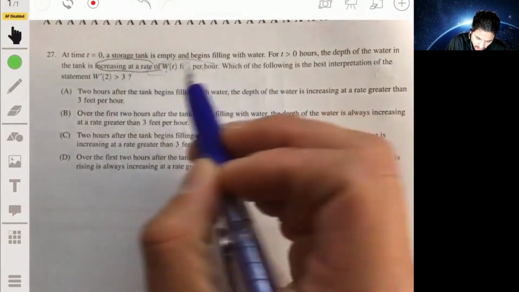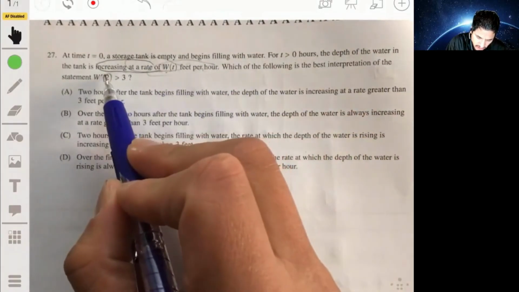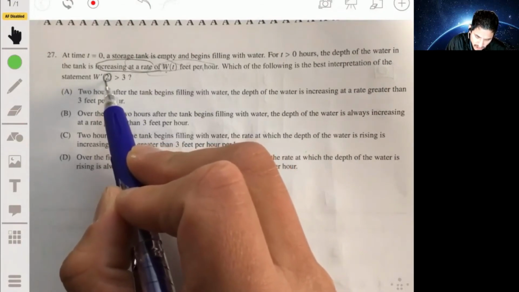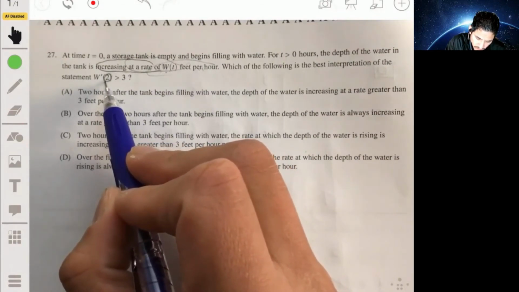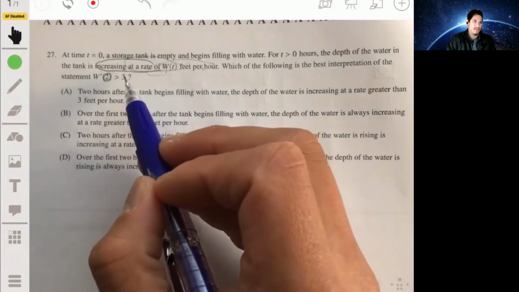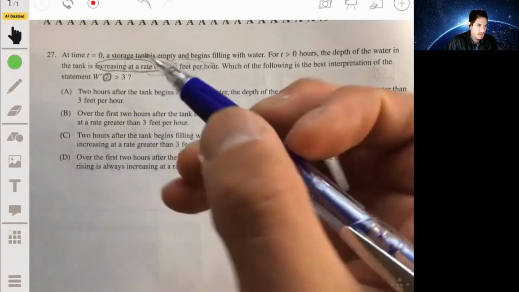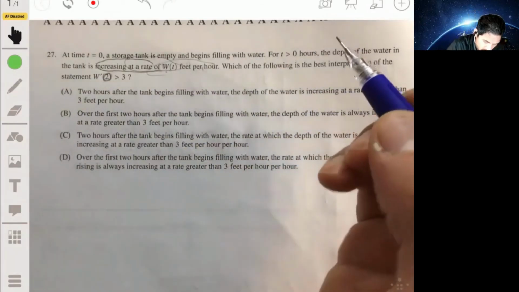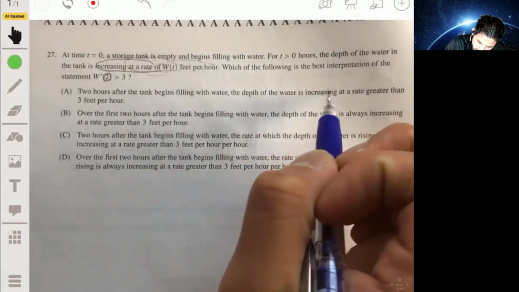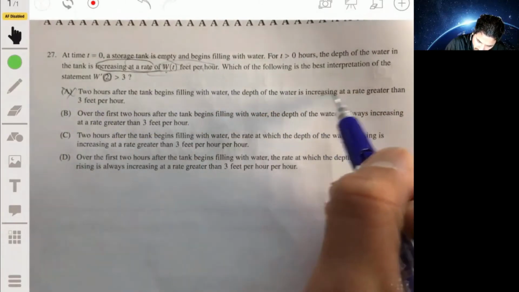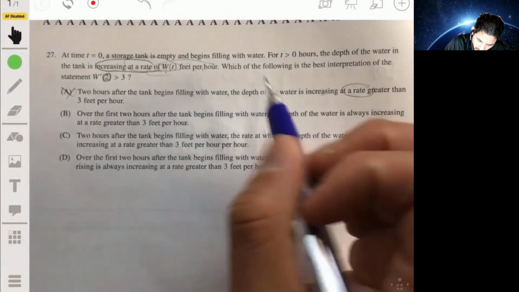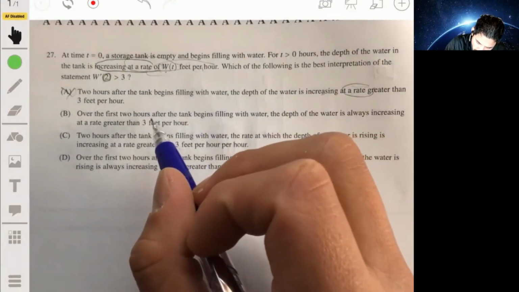Now that's the tough part. The 2 just means 2 hours later. 2 hours later, the rate of the rate is greater than 3. So for the first option, 2 hours after the launch, the depth of water is increasing. It's not going to be this one. It's only saying it once. It's not saying rate of rate. You want to look for the rate of the depth.